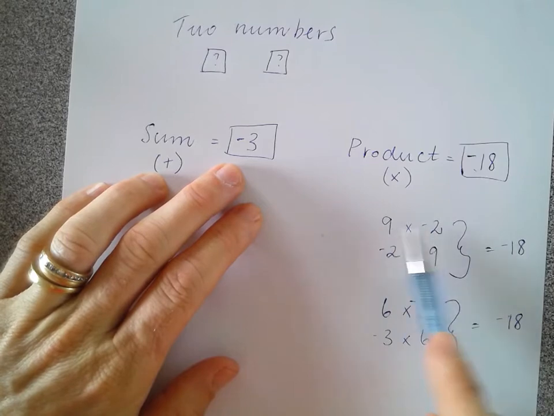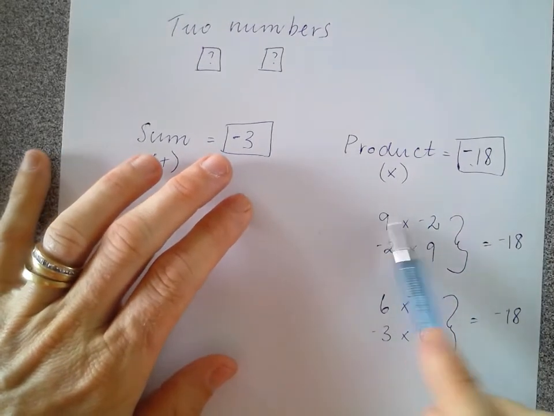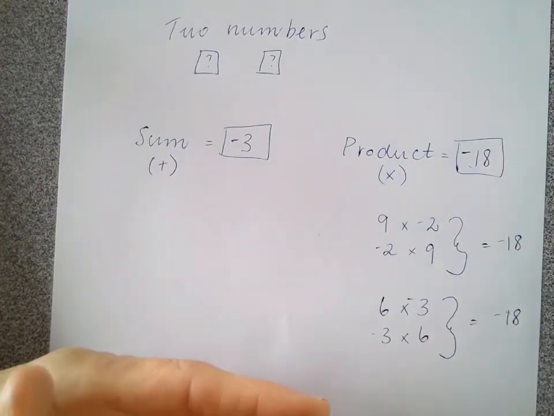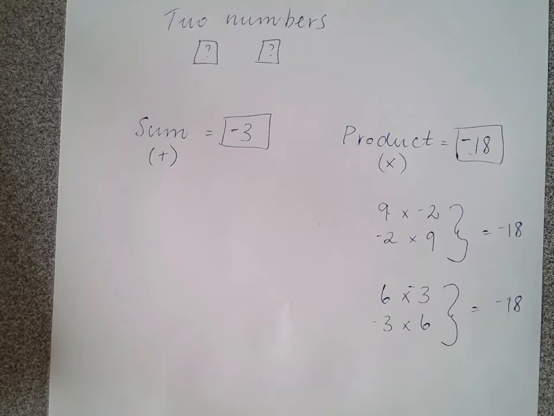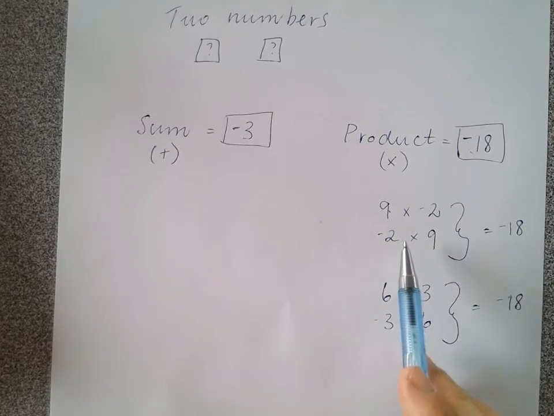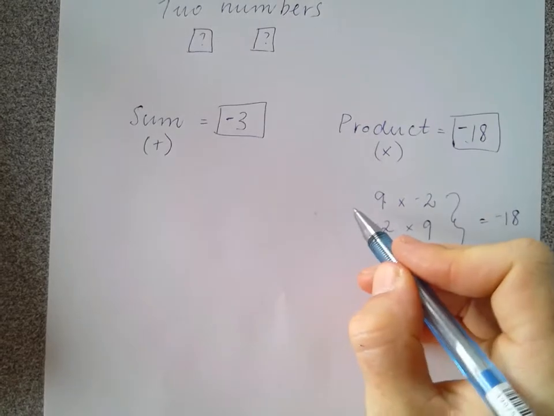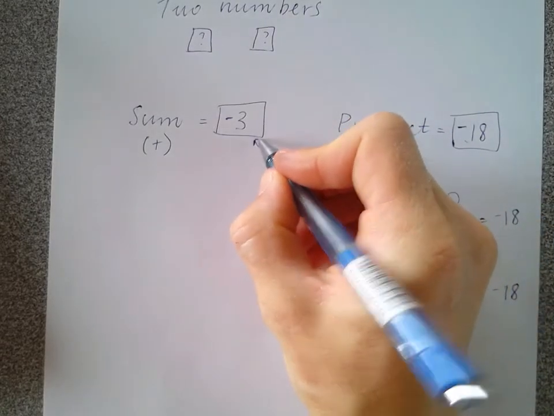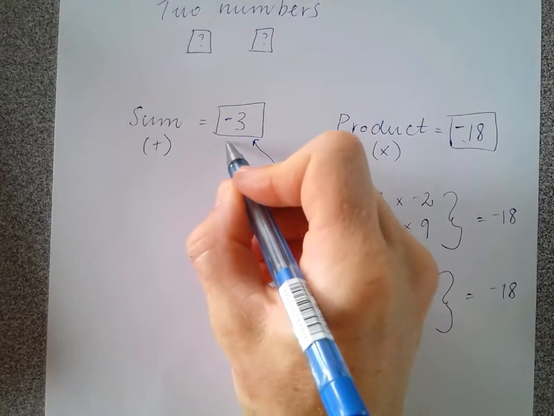Our 9s and our 2s. We know that 9 plus negative 2 is going to get us to 7. Negative 2 plus 9 is going to get us to positive 7, so these don't seem to be working when we look at this answer. Let's look at these ones, which look more possible.